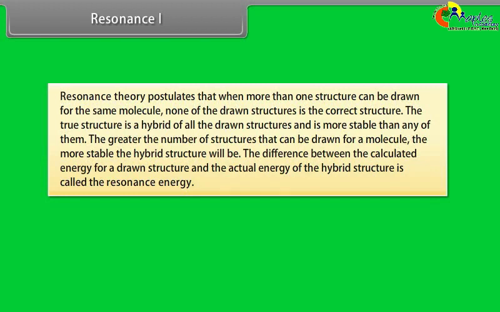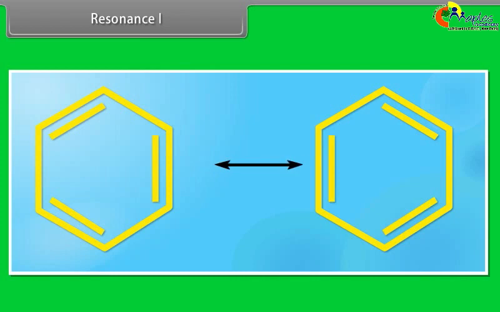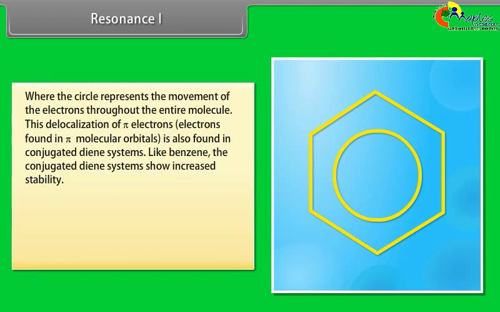The difference between the calculated energy for a drawn structure and the actual energy of a hybrid structure is called the resonance energy. The greater the resonance energy of a compound, the more stable the compound. The two Kekulé structures that can be drawn for the benzene molecule are actually two resonance structures. The hybrid of these structures would be drawn like this, where the circle represents the movement of the electrons throughout the entire molecule. This delocalization of pi electrons found in pi molecular orbitals is also found in conjugated diene systems. Like benzene, the conjugated diene systems show increased stability.